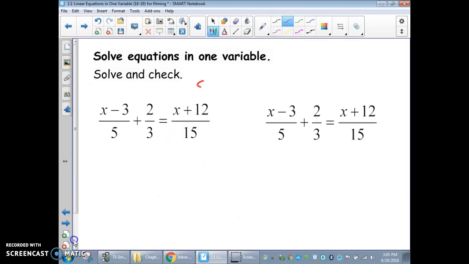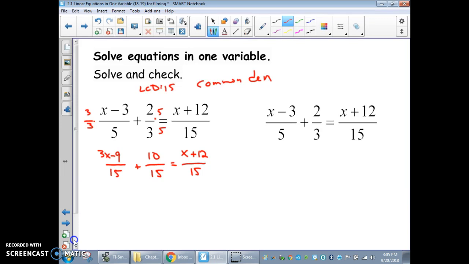In solving equations with fractions, we want to look for common denominators. One way is to find the common denominator, in this case 15, and convert all of the fractions to have a common denominator of 15. So multiplying the first fraction by 3 over 3, we have 3x minus 9 over 15. Multiplying the second fraction by 5 over 5, we have 10/15, and the last fraction stays the same. So we have equivalent fractions with a denominator of 15.